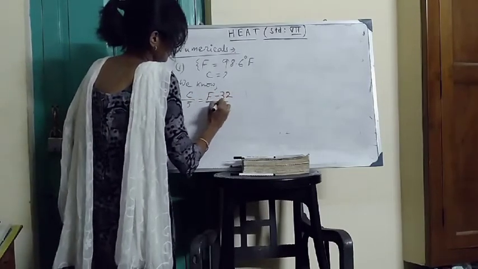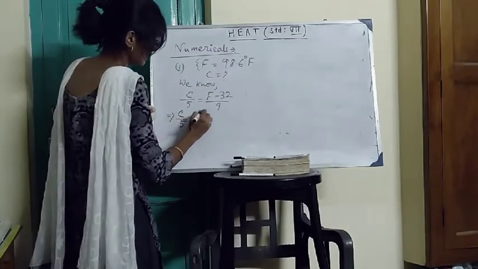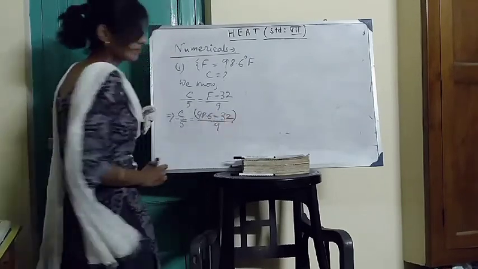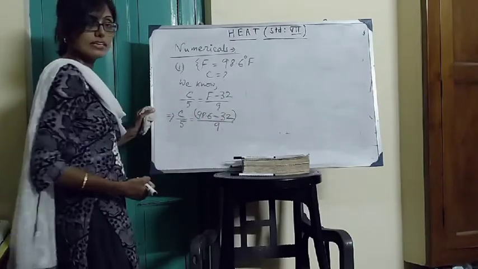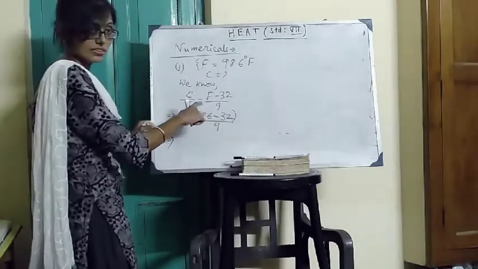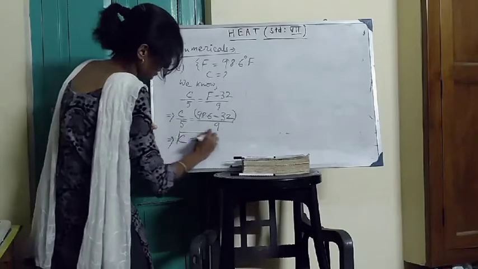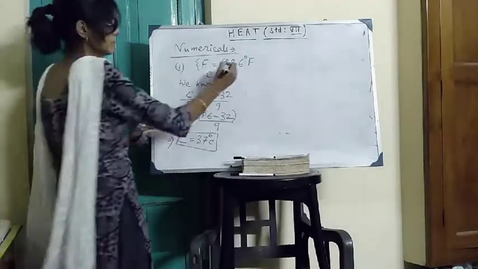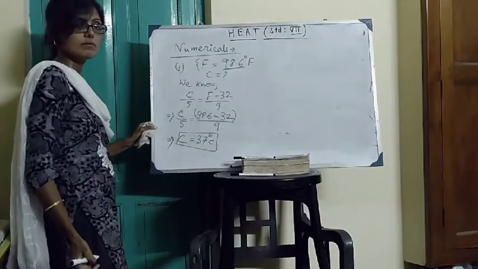C by 5 is equal to F minus 32 by 9. F is given. Put the value. C by 5 is equal to 98.6 minus 32 divided by 9. Cross multiplication, so 5 will go to the numerator on the right hand side. I am not going to calculate this equation. After simplification, you will get 37 degree centigrade. This is the normal temperature of human body in Celsius scale. Normal temperature is 98.6 degree Fahrenheit in Fahrenheit scale. In Celsius scale, it is 37 degree Celsius.